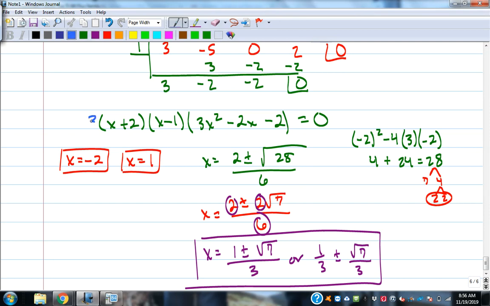Technically, it's there. Since it doesn't have an x, it really doesn't affect our zeros and all that. If I asked for the factored form, then yes, you would. But if I'm just asking for zeros, it really doesn't matter if it's there or not. Good question. Thanks.